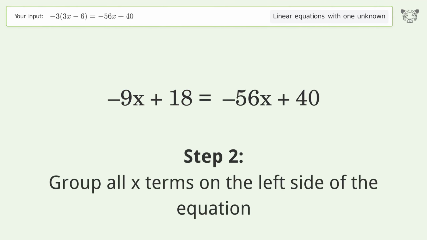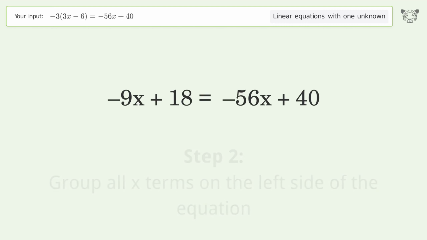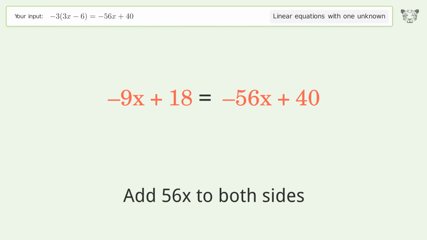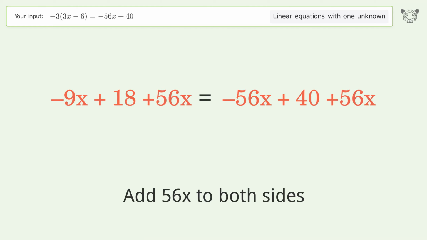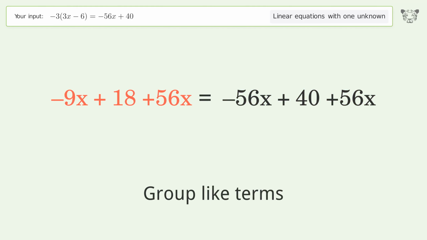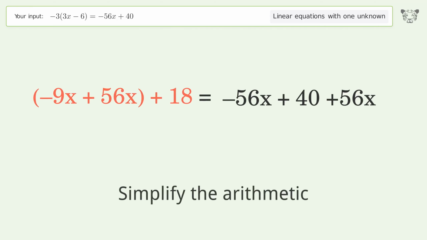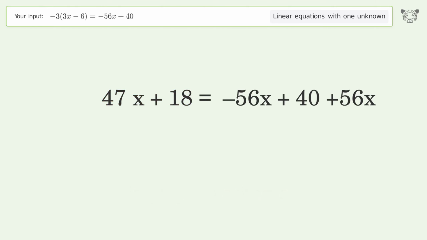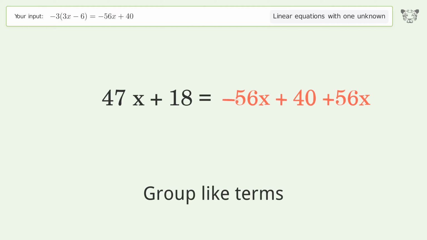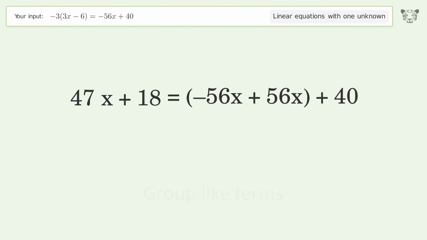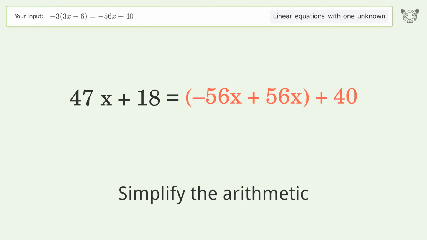Group all x terms on the left side of the equation. Add 56x to both sides. Group like terms. Simplify the arithmetic. Group like terms. Simplify the arithmetic.